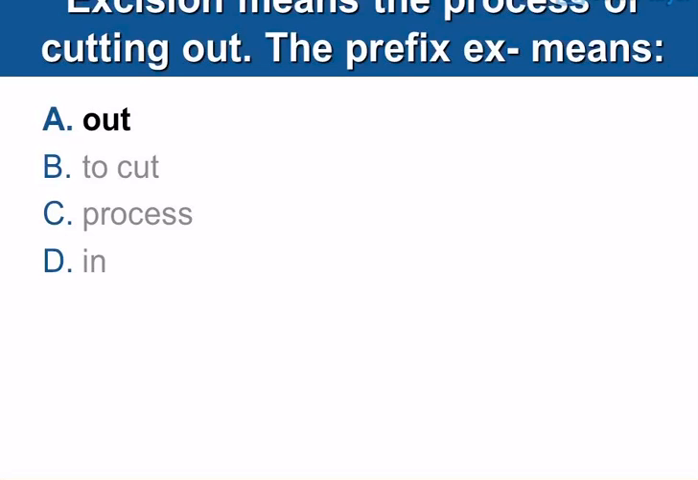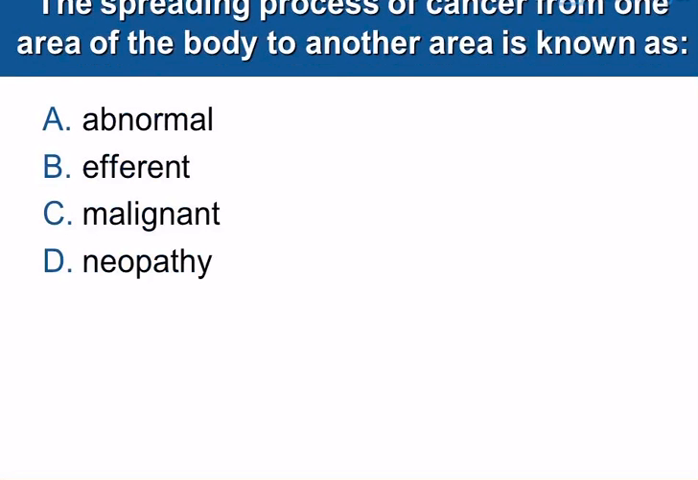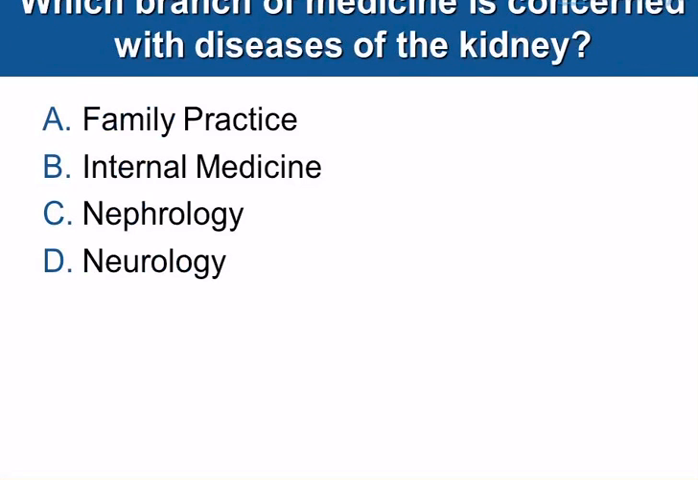The spreading process of cancer from one area of the body to another area is known as abnormal, efferent, malignant, neopathy.